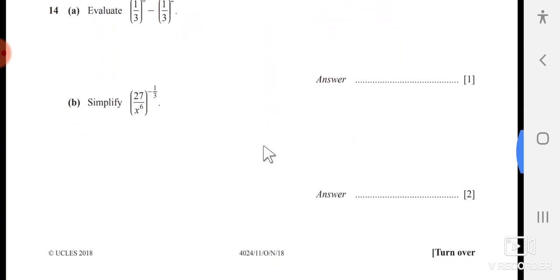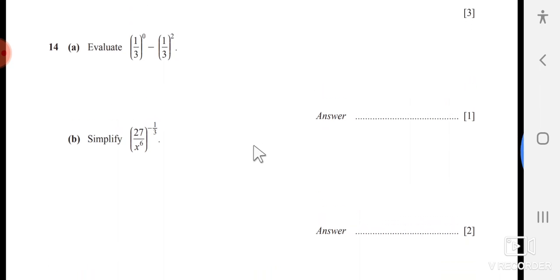Now I'm going toward question 14. Here you see (1/3)^0 minus (1/3)^2. So the answer of this would be 1, as there is 0 power, minus 1 over 9, and 1 minus 1 over 9 means 8 over 9 would be the final answer for you, right? And for this there is minus 1 over 3. First you can write x^6 over 27, and this minus 1 over 3 becomes plus 1 over 3. And if powers have powers, they multiply, so that would be x^2 over 3. That would be the final answer.